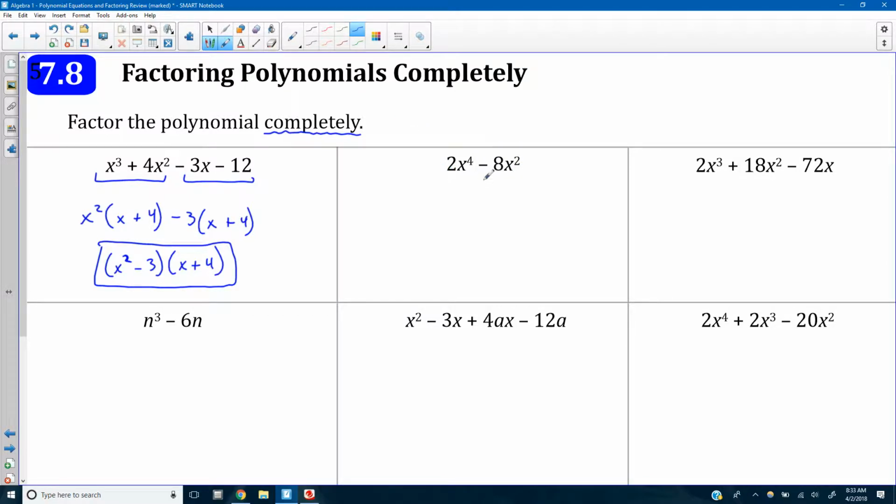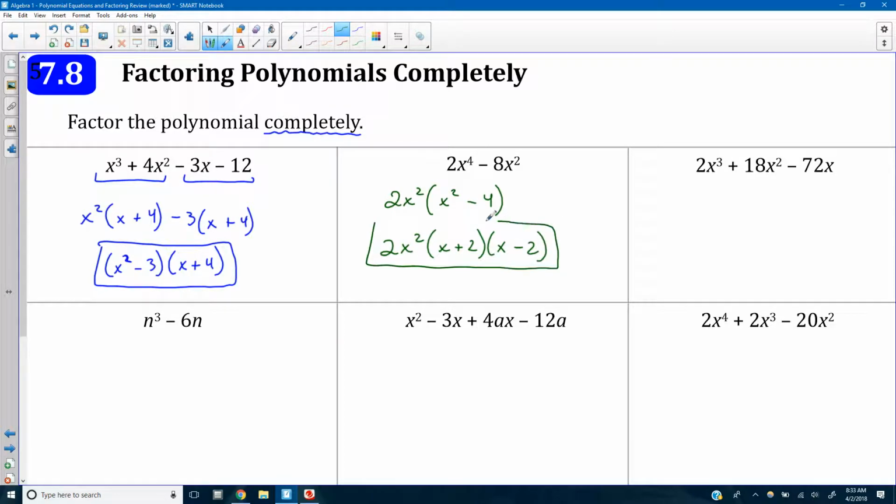2x to the 4th minus 8x squared. This has a common factor of 2 and x squared. And then here you're going to be left with an x squared. 2x squared times x squared is 2x to the 4th. And here you'll be left with, it looks like a negative 4. So you might say you're done, but this can factor more. X squared minus 4 is a difference of two squares. That is x plus 2 times x minus 2. And now you're done. Well, you haven't solved anything, but you factored completely.